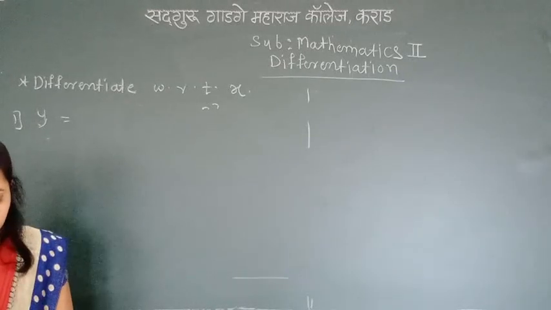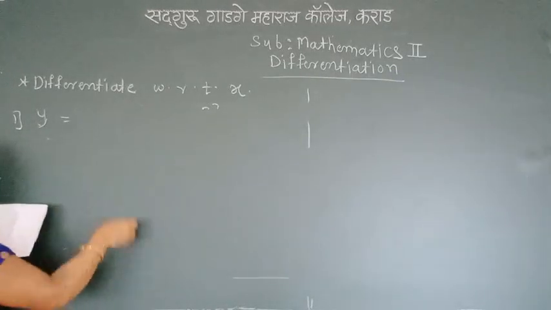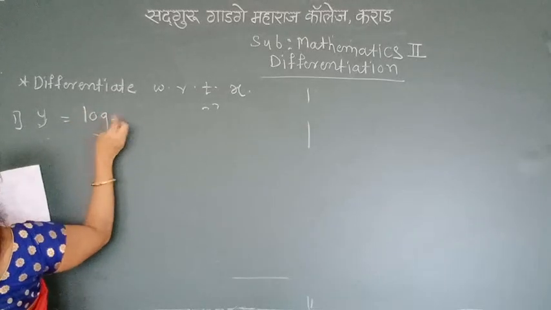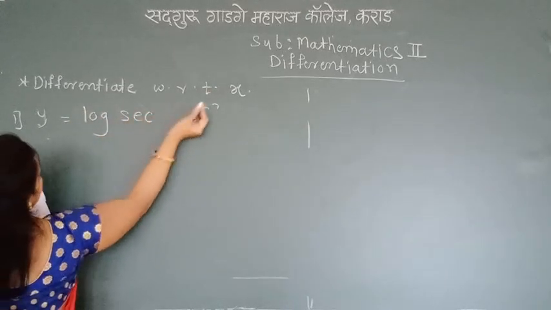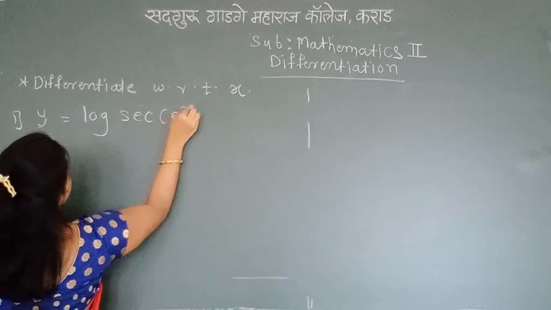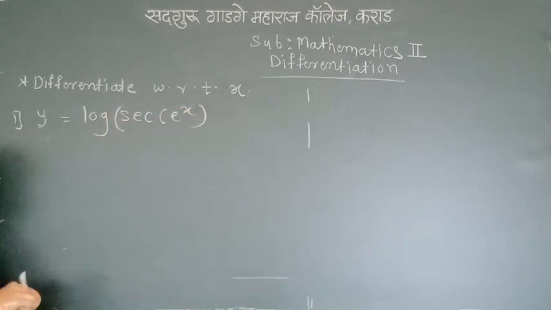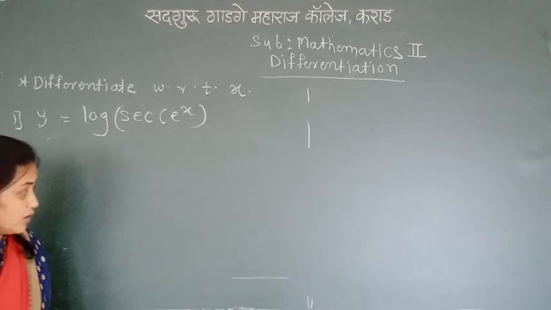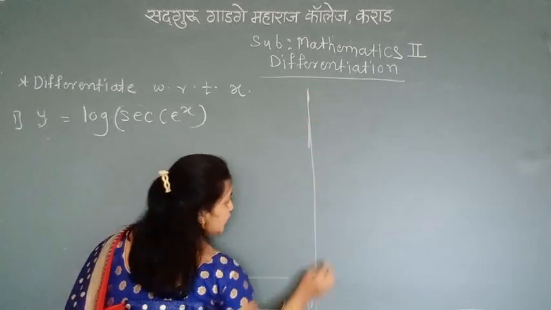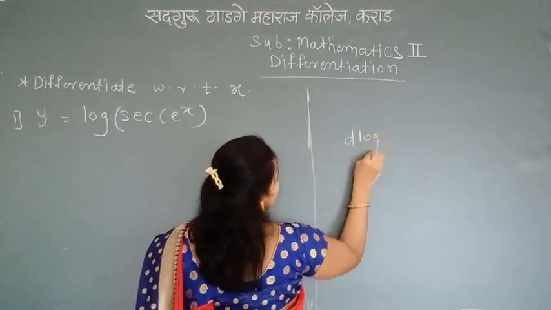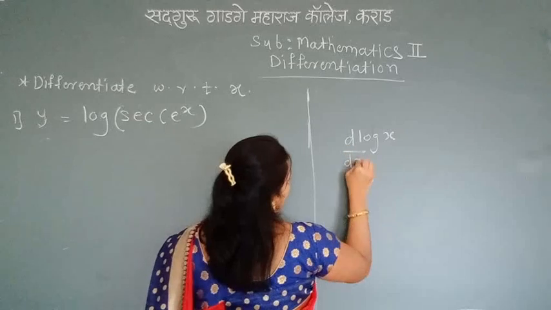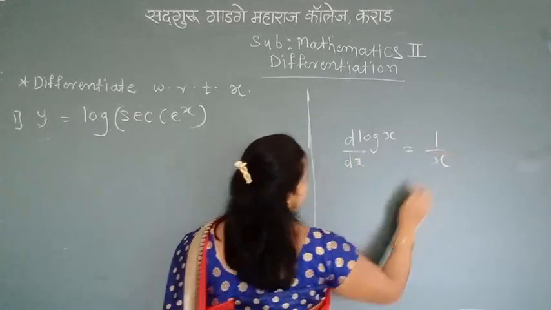y is equal to log of sec of e raised to x. Now, a very important example in log terms. We know the formula for the derivative of log of x with respect to x. The formula is 1 upon x.